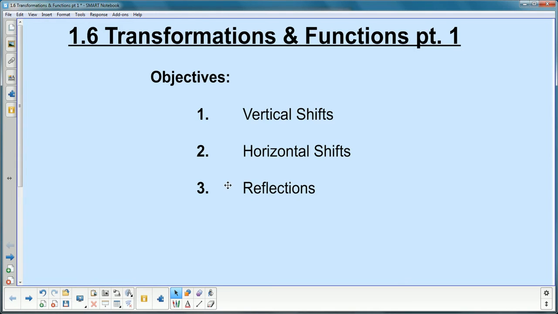Alright guys, next section in our first section in our next unit that we're going to test, transformations part 1. So we're going to look at 3 types today: vertical shifts, horizontal shifts, and then 2 types of reflections, the x-axis, the y-axis. Okay, in part 2, then we'll talk about vertical and horizontal stretching and shrinking.